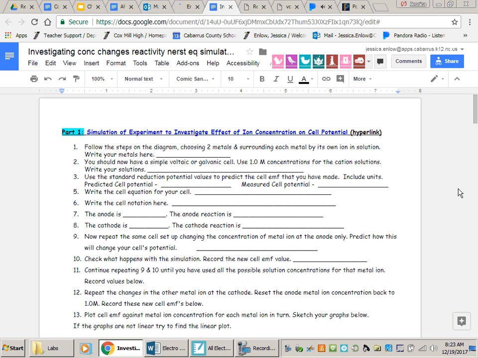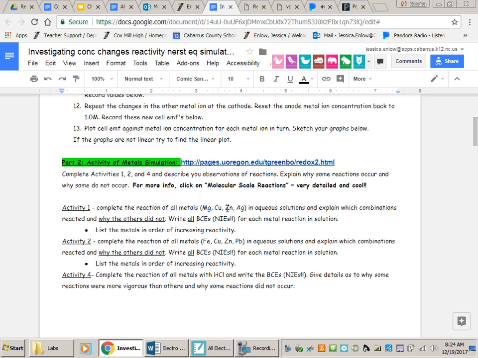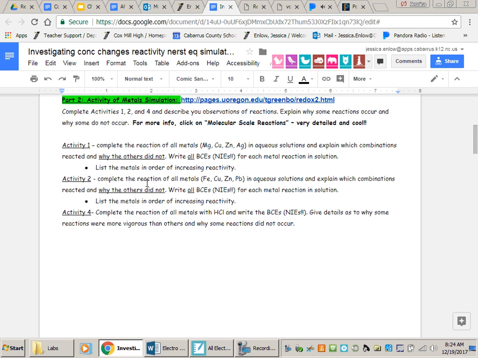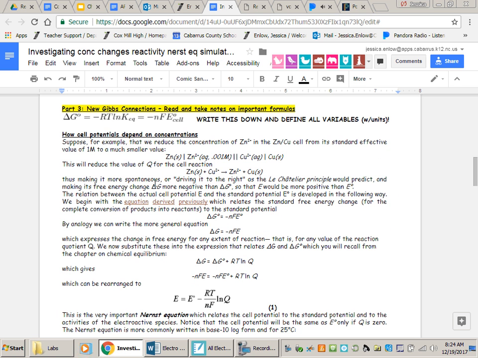I want you to try to do part 1 right now in about 15 minutes. When you click on this, it's going to ask you to investigate 2 metals. Follow the steps in the diagram, choose 2 metals, and surround each metal with its own ion solution. It's walking you through to make sure you can draw a galvanic cell. Down here, it tells you to do a couple of other activities. We will probably not get to this today, so I'm going to hold off on the second part. But I do want you to start on the first part, and then tomorrow we'll work on a couple more of these. The third part is just exploring so that you understand the differences between Gibbs and work and electrical transfer, because these are variables we're going to speak of tomorrow. So right now, start on part 1.